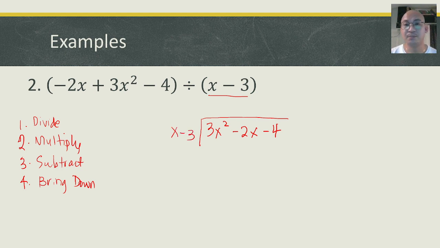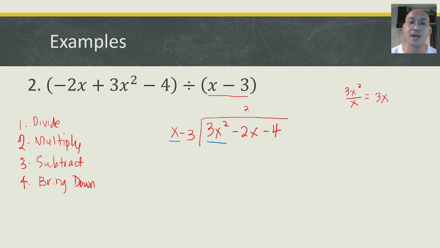Once we divide polynomials by a binomial, take note that we need to divide only the first terms of the dividend and the divisor. The first term of the dividend is 3x squared, and the first term of the divisor is x. So that is the only terms that we are to divide. So 3x squared divided by x is 3x.